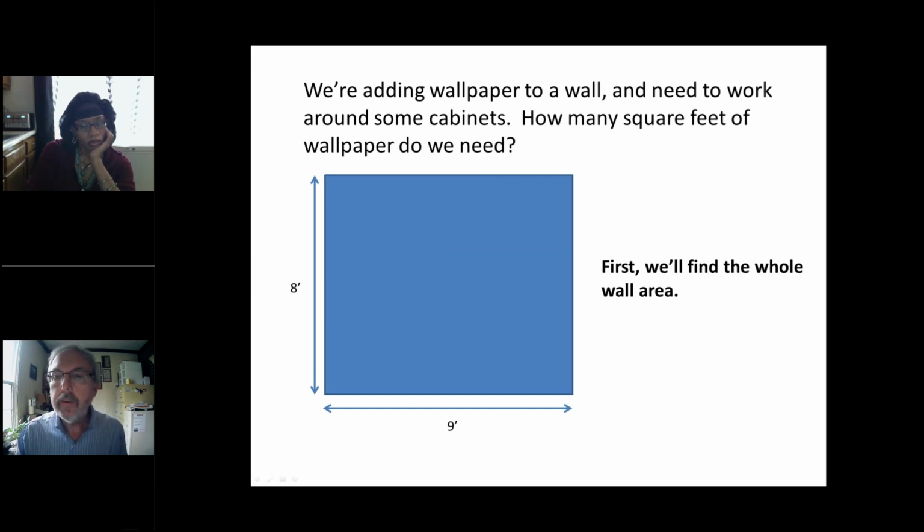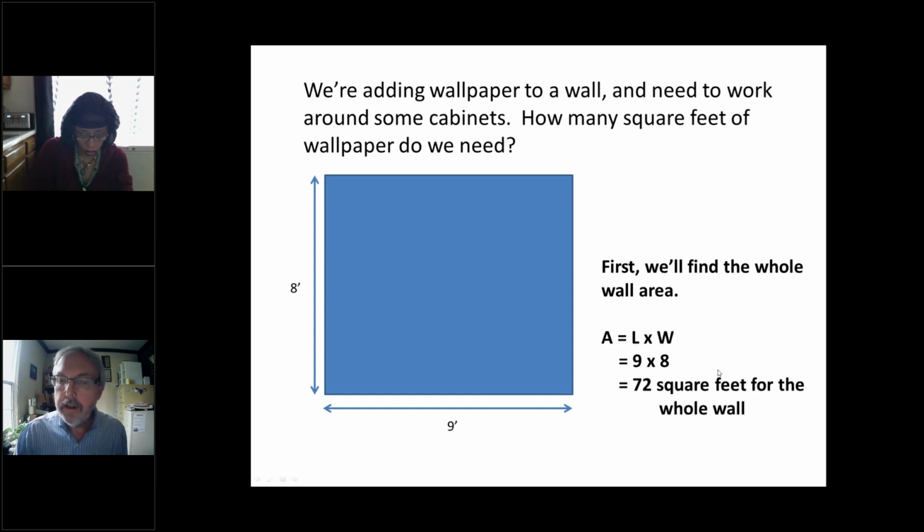So if we had the entire wall and we didn't have any cabinets, we could calculate this area because we have a length and a width. 8 times... Yeah, that's right, it would be 8 times 9. Right. So 72. So if we were going to cover the whole wall, which we aren't, but if we were, it would be 9 times 8, or 72 square feet for the entire wall.